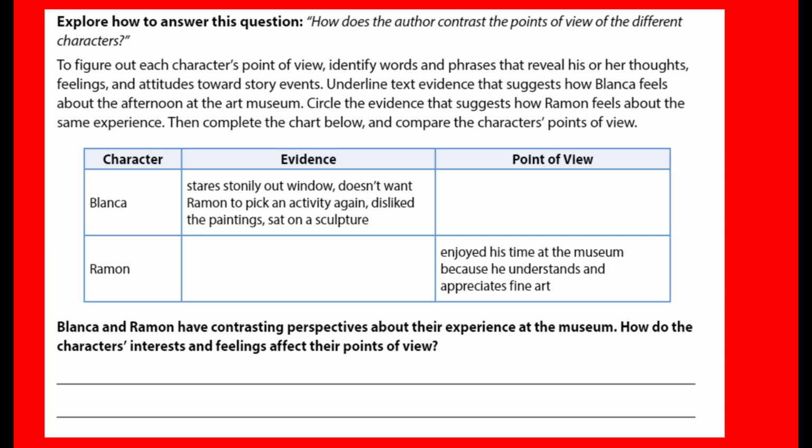When you're contrasting something, you're trying to figure out how it's different. So in other words, we're trying to figure out how Blanca and Raymond look at their museum trip in different ways. So, to figure out each character's point of view, we have to identify words and phrases that reveal his or her thoughts, feelings, and attitudes toward story events. We have to underline text evidence that suggests how Blanca feels about the afternoon in the art museum, and then we have to circle evidence that shows how Raymond feels about the same experience. And then we have to complete the chart below and compare the character's point of view in the chart.